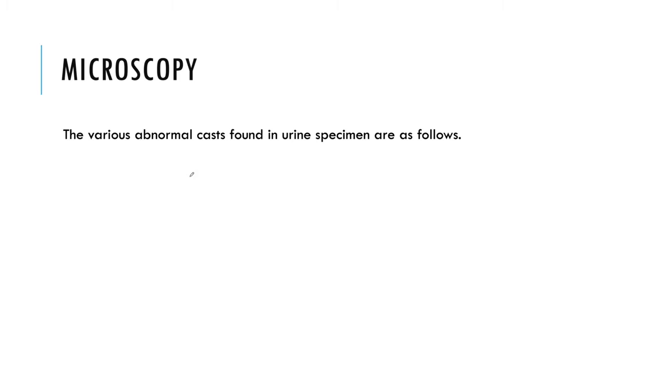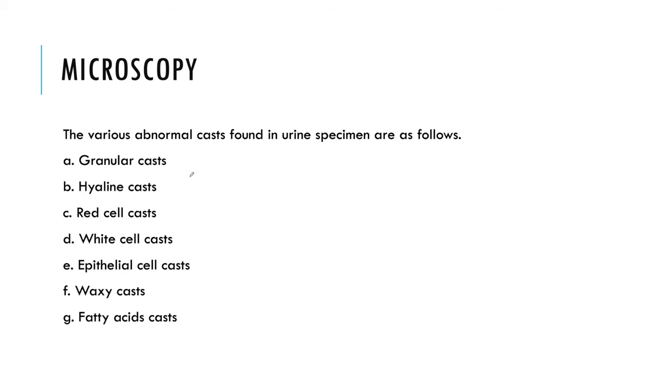Various abnormal casts can be found in the microscopic analysis. So what are the different kinds of casts? When a cast should not be present but it is present, it is called an abnormal cast. These can be granular cast, hyaline cast, red cell cast, white cell cast, epithelial cast, waxy cast, and fatty cast. These casts should not be present, but they can be present in abnormal conditions.